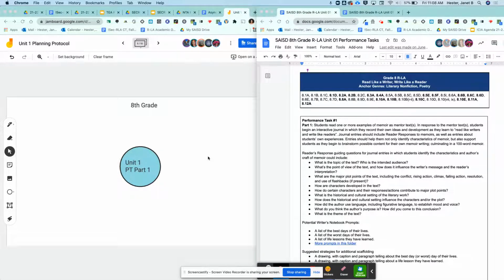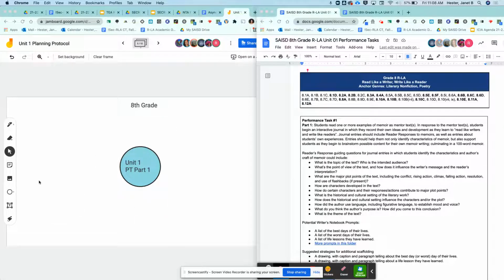And using the Jamboard, I want you to pick the skills that you're going to need to specifically teach the students during this Unit 1, Part 1. And you're going to use the sticky note to collaboratively add those to the Jamboard.